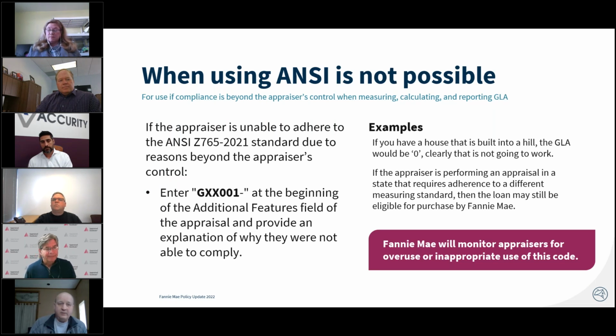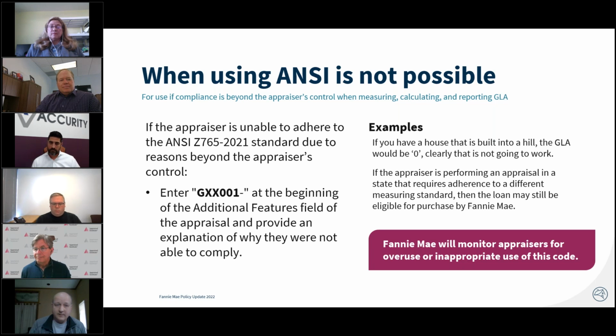All right, what happens if ANSI is not possible? Well, a great example of this would be, let's say, a berm home or a home that's entirely below grade. It doesn't have a level that's entirely above grade. We don't necessarily think it's useful or productive to show 0 square feet, right? So 0 GLA. So in that case, you would probably want to opt out and show the principal level as being GLA. In that case, if you're going to opt out of ANSI, then we want you to enter this code here.